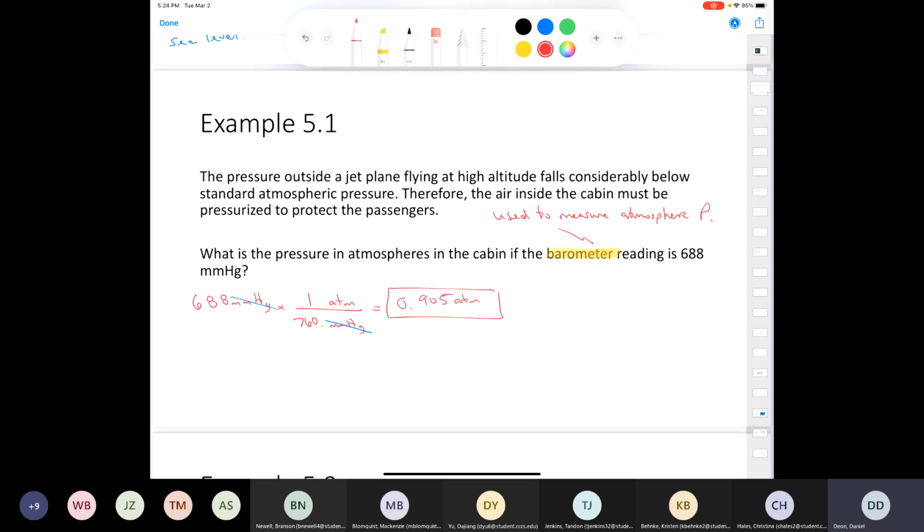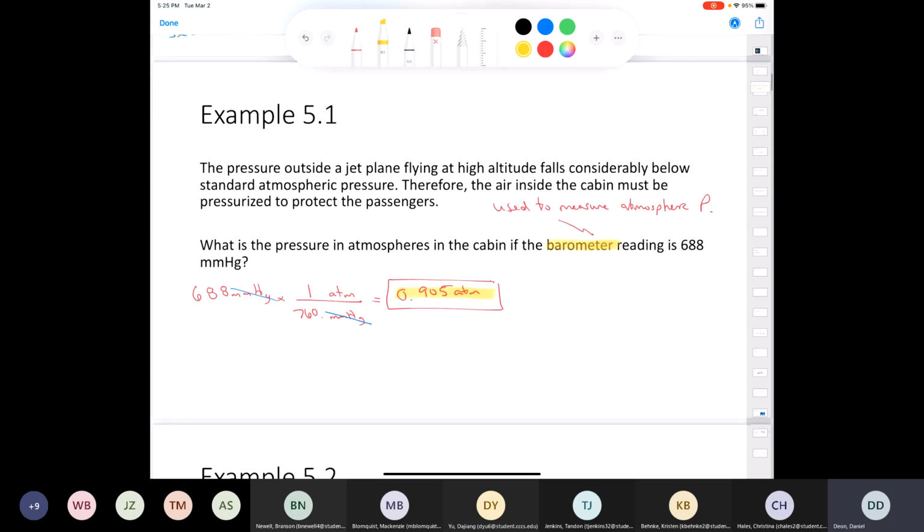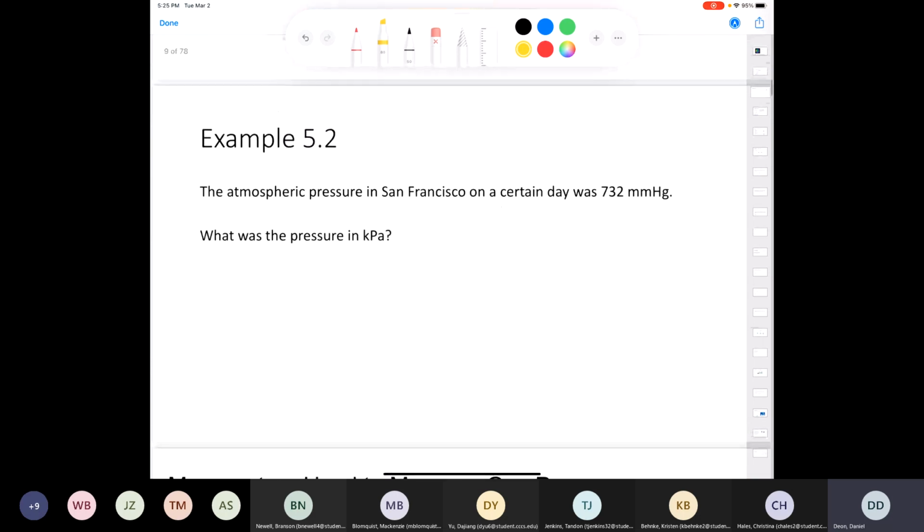So again, you're in that jet. You're at a much lower pressure outside of the jet, but inside they pressurize it. They don't pressurize it all the way to atmospheric pressure, but they pressurize it enough so that it's comfortable for the passengers inside, and the pressure that's felt in atmospheres is 0.905 atmospheres. So about 90.5% of a full atmosphere. Okay, and again, we don't feel full atmospheric pressure here in Colorado Springs, and we're perfectly happy, so there's no reason why you need to feel it in a plane. Okay, let's take a look at another example.